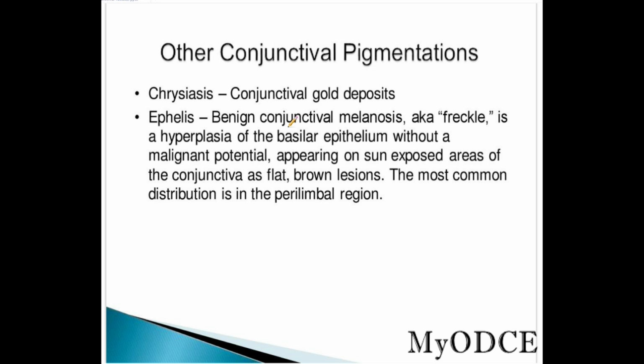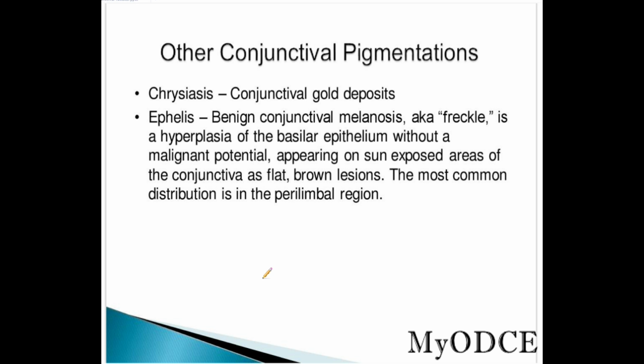And it represents a hyperplasia of the basilar epithelium, with no malignant potential, appearing on sun-exposed areas of the conj as flat brown lesions. I mean, we've all seen these things in practice, and I've heard some people describe them to patients as, oh, you have sunspots on your eyes. Most common distribution is in the perilimbal region.